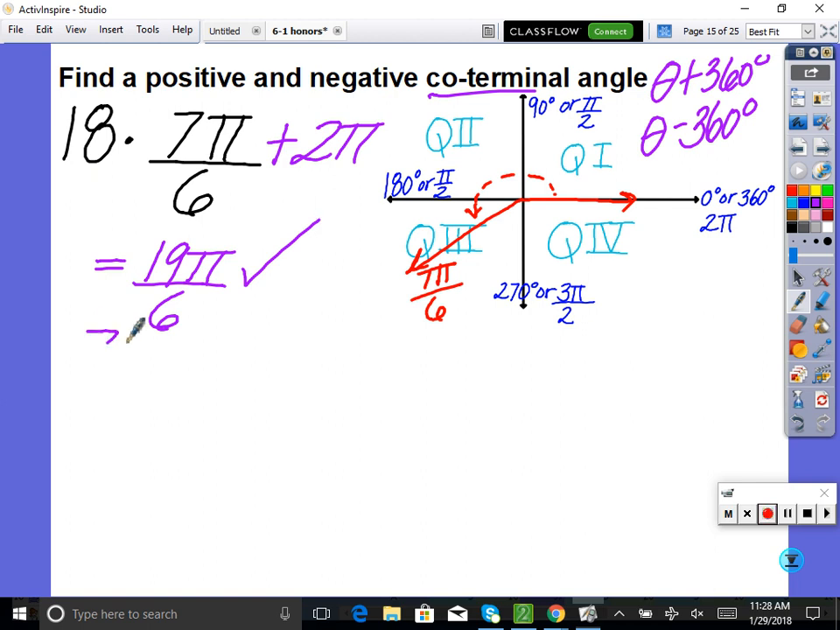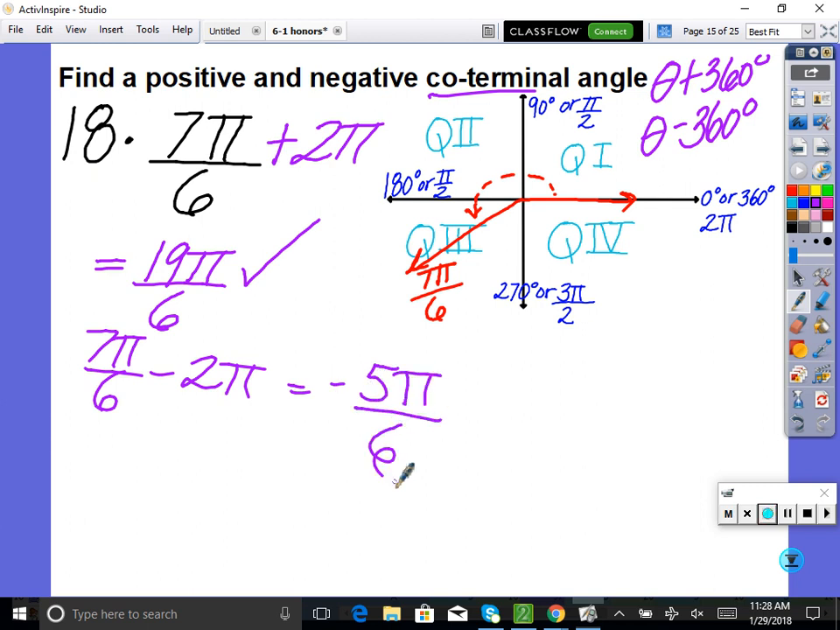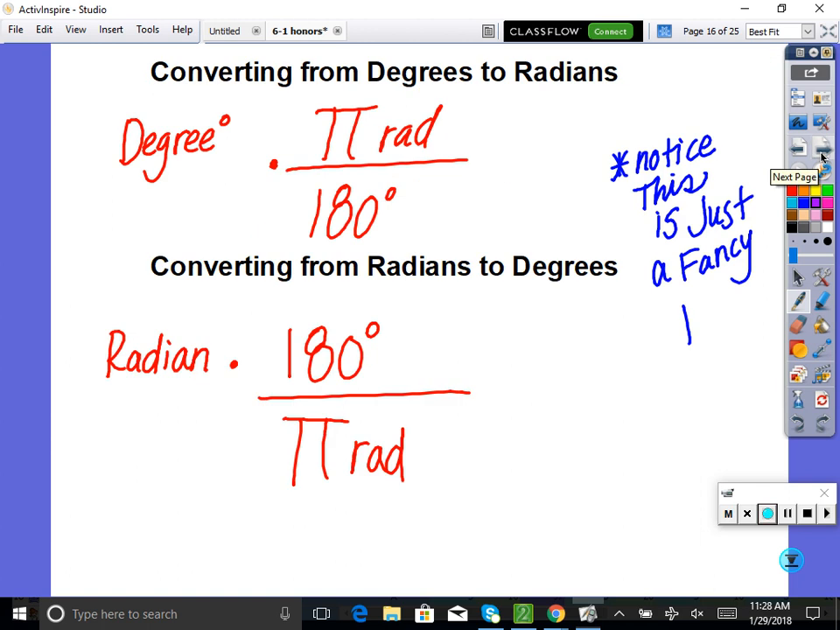Everybody good? So now you would do 7 pi over 6 minus 2 pi. You would do 7/6 minus 2, and you get... What is it? Yep, negative 5 pi over 6. Okay, cool.